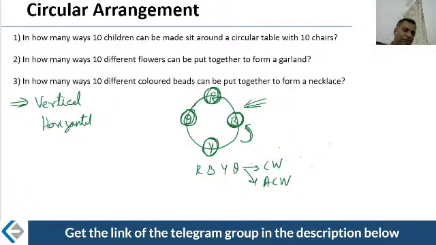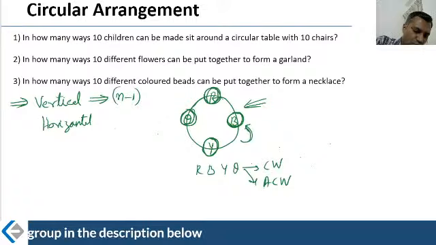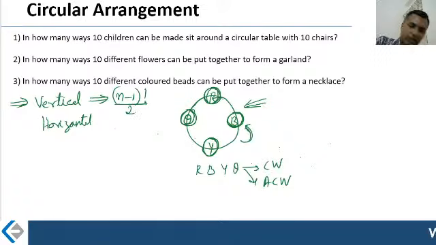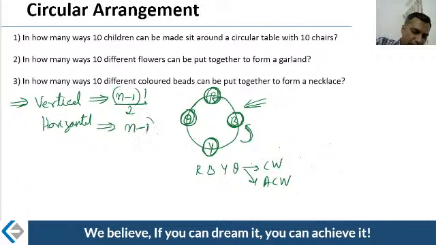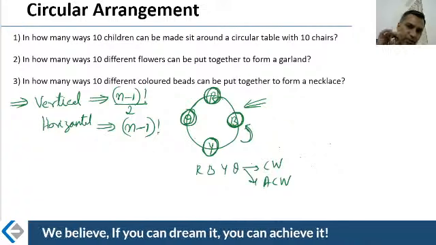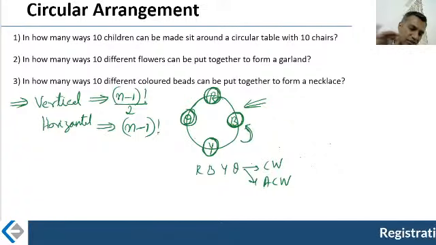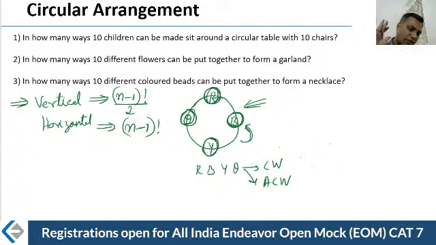Therefore, remember, if it is a vertical perspective, which means any arrangement can be held vertically, and if it makes the same sense, your answer will become (n minus 1) factorial by 2. If it is a horizontal perspective, it becomes (n minus 1) factorial. In circular arrangements there are two cases: does the question belong to the vertical perspective or the horizontal perspective? If it is a vertical perspective, it should be divided by 2.